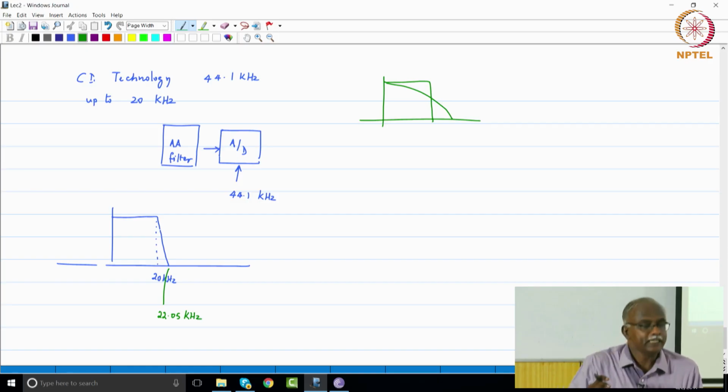Now, obviously, when you are trying to create CD content, you have an A to D beautifully designed at 44.1 kilohertz, you have to precede it with an anti-aliasing filter. Now, is this anti-aliasing filter an analog filter or a digital filter? It is an analog filter, because you have not yet gone to the A to D. So, basically you are before.